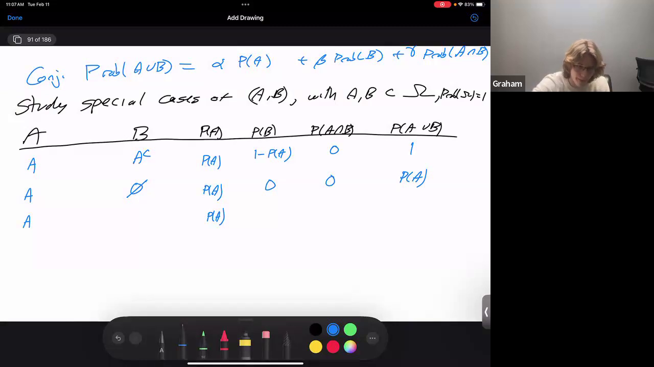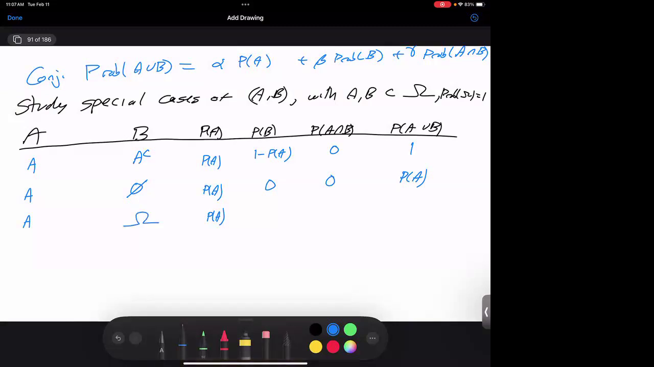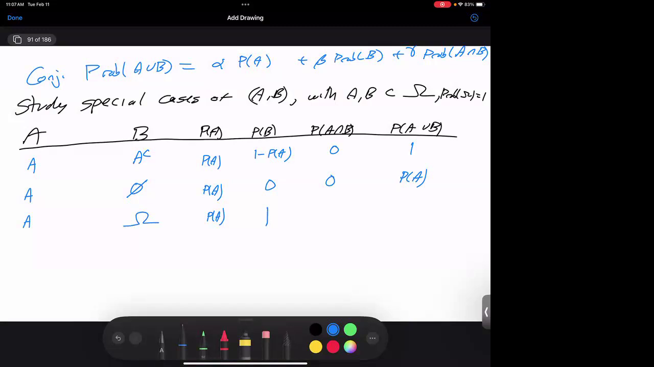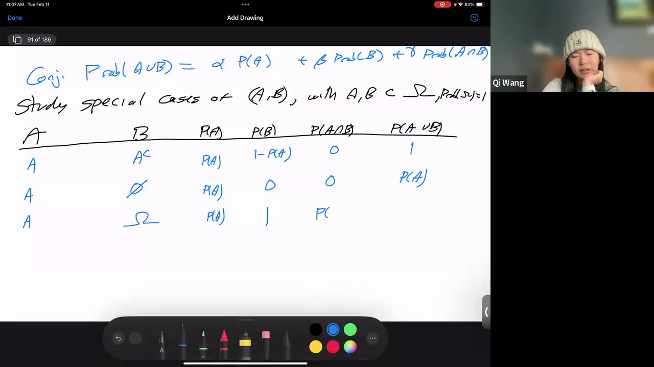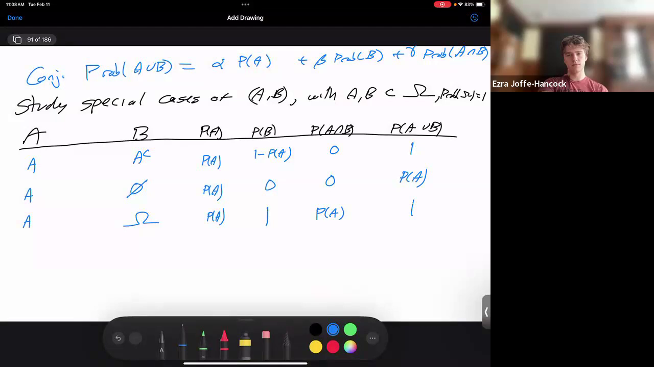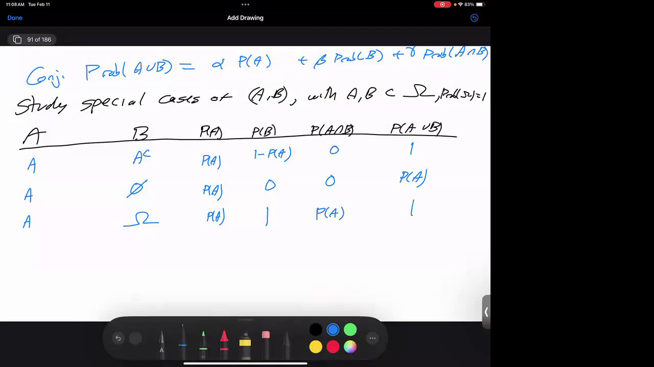Omega, the whole thing. Now what's the probability of B? 1. What's the probability of A intersect B? It's just the probability of A. And what's the probability of A union B? 1. And there's one last choice for B that's actually good if I give you A. There's one more natural choice for B.